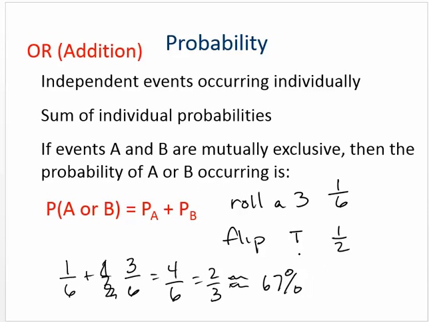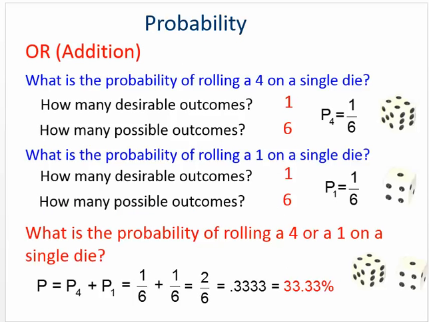Here they go through the same thing of rolling a 4 or rolling a 1. You could roll a 4 one time because there's one 4 on a six-sided die, so it's 1/6 again. Rolling a 1, there's one 1 on it. There's six possible outcomes, so it's 1/6. If you add them, you get 2/6, which is 33%.